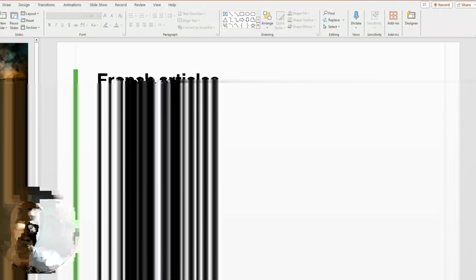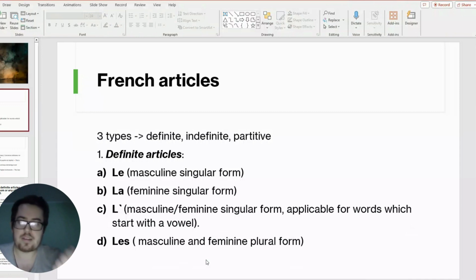When do we get l' with an apostrophe? When we have le or la with a word that starts with a vowel. So basically the phenomenon of elision happens, and the e or a that you would have from le or la is going to be taken out, and you remain with the l'. For example, l'heure. And then we have les, which is the masculine and feminine plural form. It's going to be the same whether the noun that you are referring to is masculine or feminine.